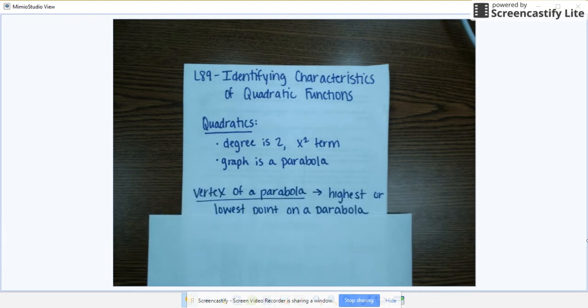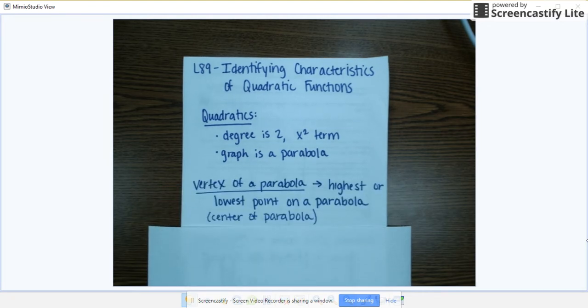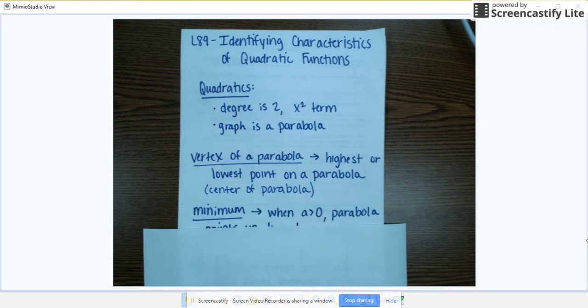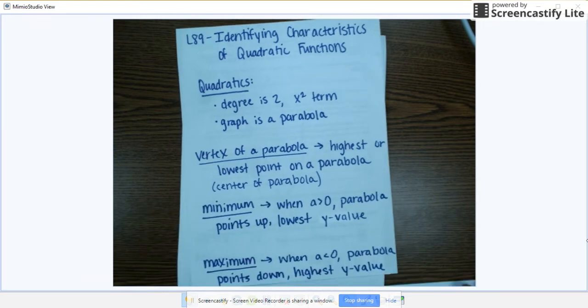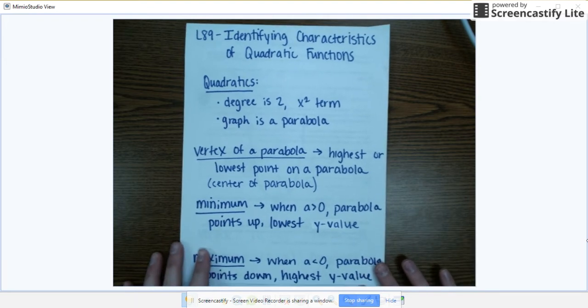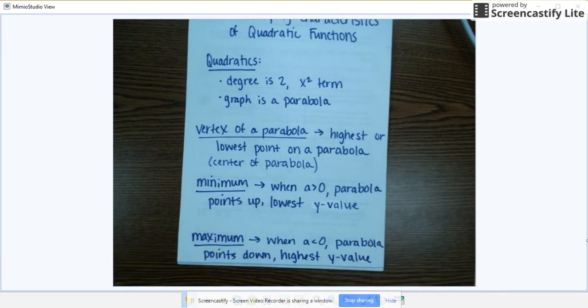So a couple key features on a parabola. The vertex is the point that's either going to be the highest point or the lowest point on our parabola. It will also be in the middle of the parabola. That vertex is either a minimum or a maximum. So it will be a minimum if our parabola opens upward, and that means it will be our lowest y value. And then we have a maximum when our parabola points down.